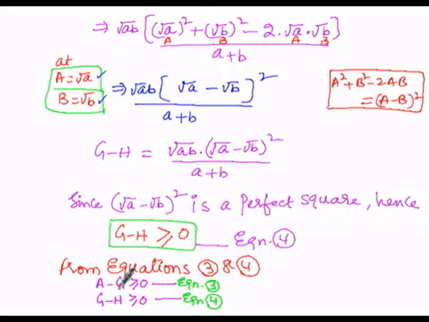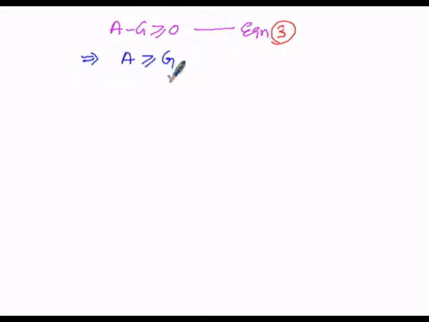So from these two equations, a minus g greater than or equal to 0, which is equation number 3, we can write it as: that implies a, when minus g is transposed over to the right hand side, becomes positive, that is plus g. In other words, by adding g on both sides, we get a greater than or equal to g. Let us suppose this is equation 5.